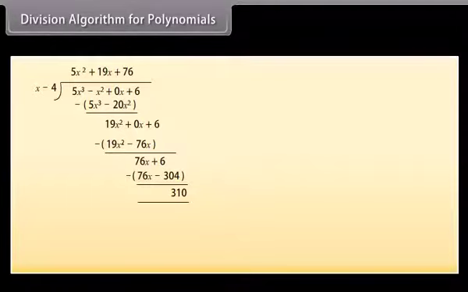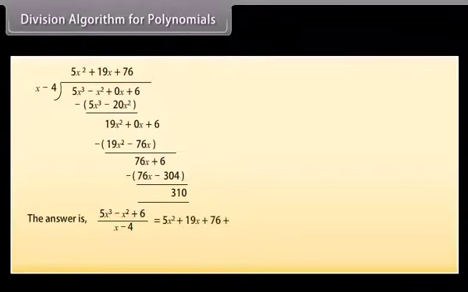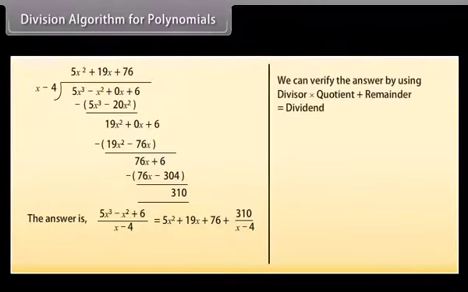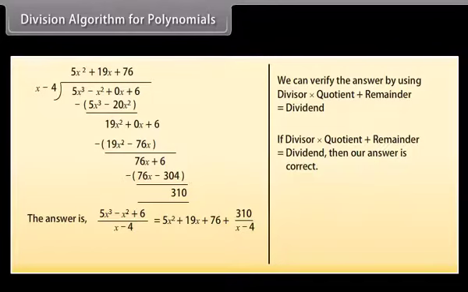Okay, now that we have got this done, let's remember how we write the actual answer down. The answer is (5x cubed minus x squared plus 6) upon (x minus 4) is equal to 5x squared plus 19x plus 76 plus 310 upon (x minus 4). We can verify the answer by using divisor times quotient plus remainder is equal to dividend. If divisor times quotient plus remainder is equal to dividend, then our answer is correct.